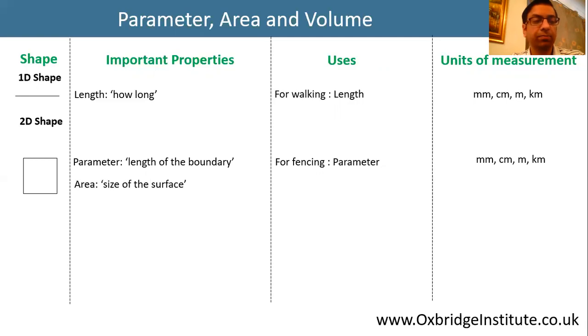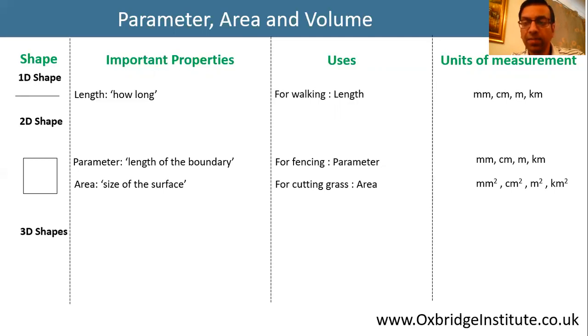Second important property is the area, which is the size of the surface. So if this was a field and we wanted to cut the grass, we would need to understand how much area we need to cut the grass from. The units are going to be millimeter square, centimeter square, meter square, or kilometer square.